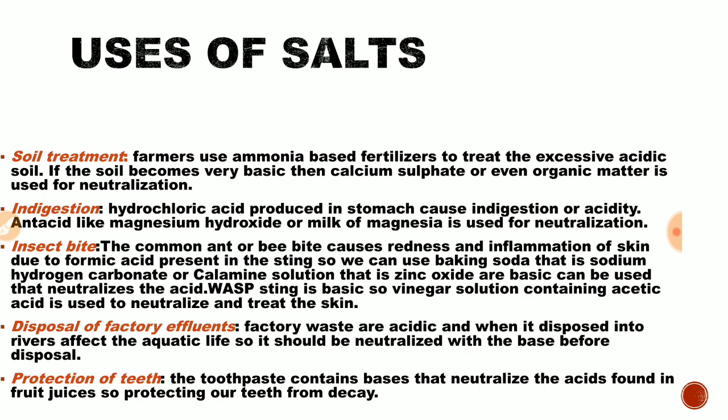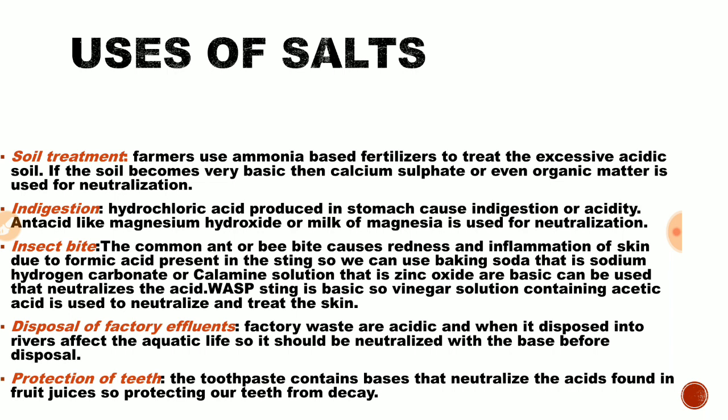Now we have to do uses of salts, where we use salts. First of all, salt is used in soil treatment. For example, if the soil is acidic, then farmers use ammonia based fertilizers. Ammonia based fertilizer means basic salt. Basic salt is used to neutralize the soil. If the soil becomes very basic, then calcium sulfate or even organic matter is used for neutralization, which is acidic in nature.